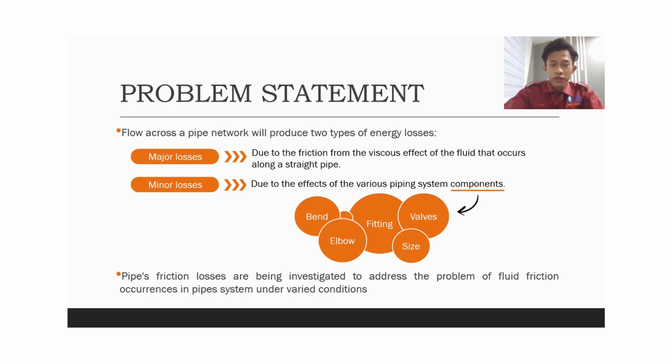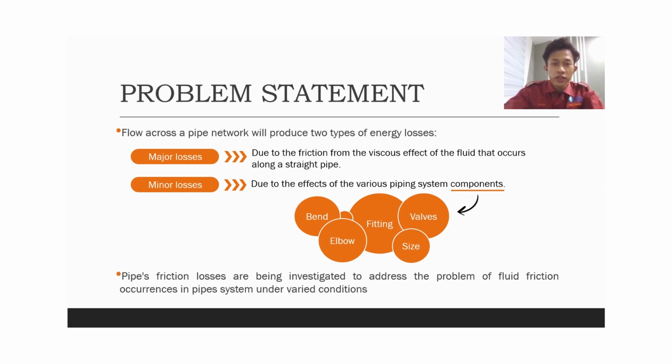The problem statement of this lab is that when fluid flows across a pipe network, it produces two types of energy loss that contribute to the reduction of the total energy of the flowing fluid, which are major loss and minor loss. The major losses are caused by friction from the viscous effect of the fluid that occurs along a straight pipe. Meanwhile, the minor losses are formed due to the effects of various piping system components such as bends, elbow fittings, valves, and pipe size.